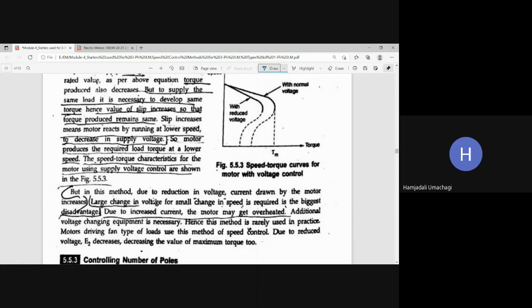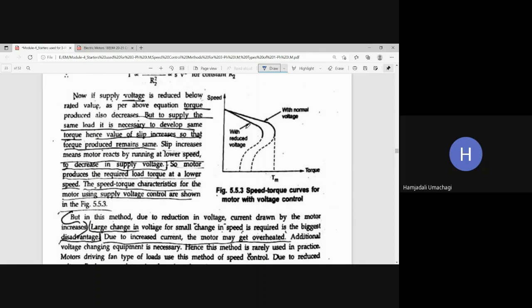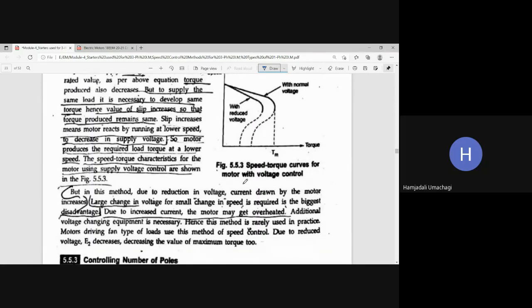Okay, a large change in the voltage for a small change in speed is required. So also here, in order to change the speed by a small value, a huge amount of voltage has to be changed. So this is one of the biggest disadvantages of this method. Then due to increased current, the motor may get overheated because of the extra current it is going to draw because of the reduced voltage. It is going to cause more overheating because of I square R or copper losses.